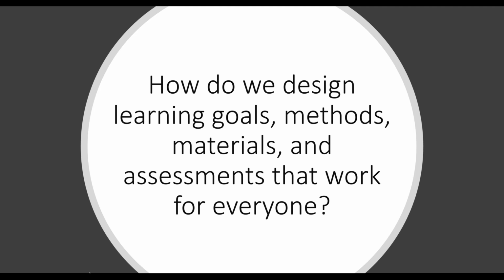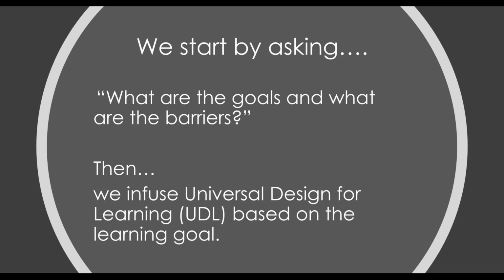Great question, right? Well, we start by asking what are the goals and what are the barriers? Then we infuse universal design based on those goals. The range and source of human variability in learning can be met by designing 3 principles addressing the brain's 3 broad networks. We design with multiple means of engagement in order to motivate the learner and sustain enthusiasm for learning by promoting various ways of engaging with material.